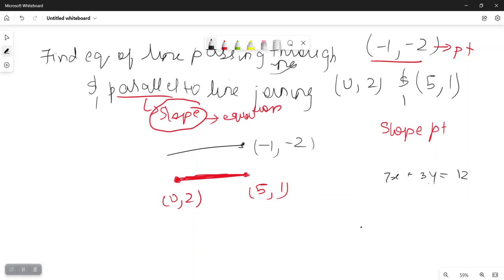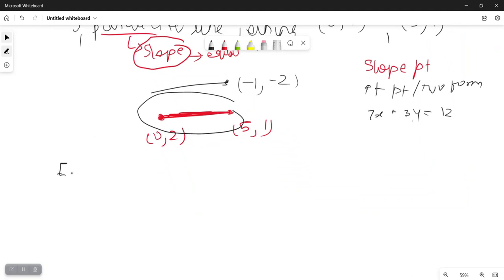So our first aim is to find the equation of this red line, which is the parallel line. Now, if you observe, the red line passes through 2 points. So when a line passes through 2 points, we find its equation using the 2-point form. So we will now find the equation of the parallel line.